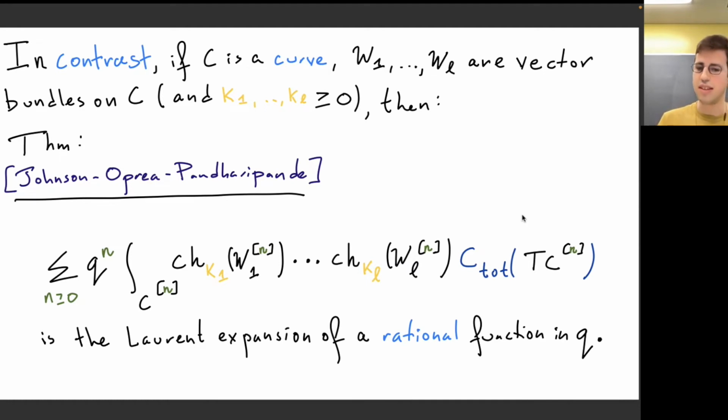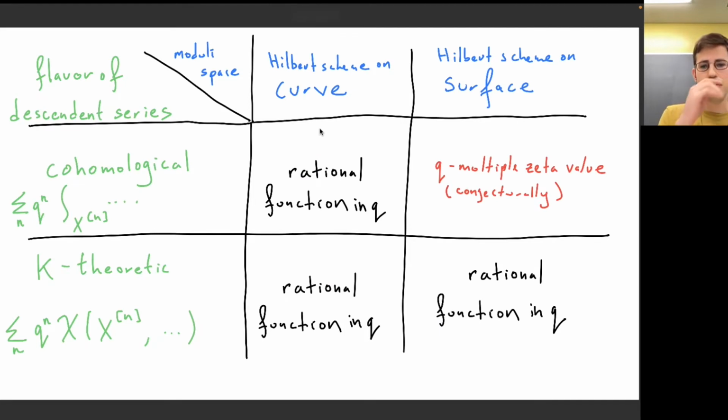So it behaves more like these K-theoretic series we already saw. And so I put the 4 series I've discussed so far into the following table. On the top, we have the corresponding moduli space. On the left, we have the flavor of the descendant series we want to consider. And then we see the kind of behavior in the tables below.